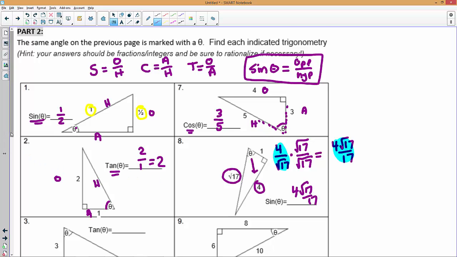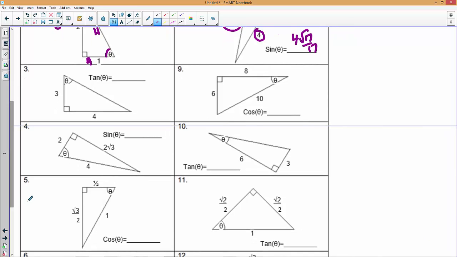All right, let's go down to 3. So 3 says the tangent of theta equals what? Well, it's the opposite over the adjacent, right? I'm not going to mark them anymore. At this point, you should know how to do that. Okay, cosine is the adjacent over the hypotenuse, okay? 8/10. Now, 8/10, of course, reduces to 4/5, so we're going to write the reduced version, okay?